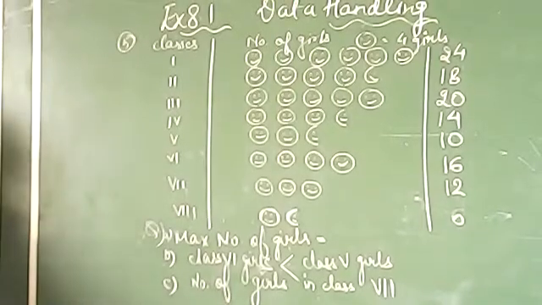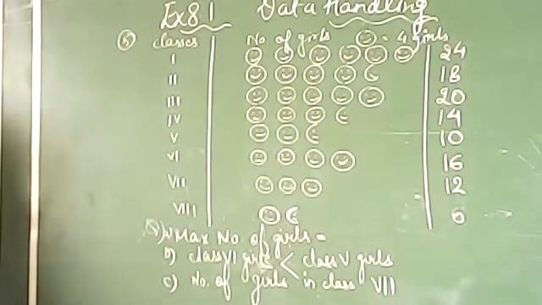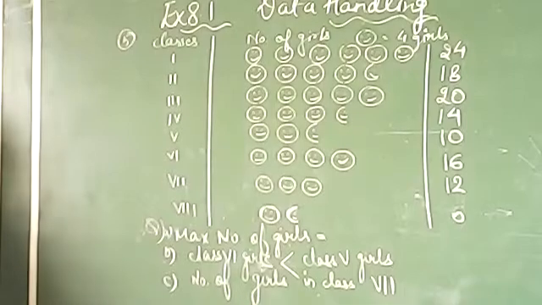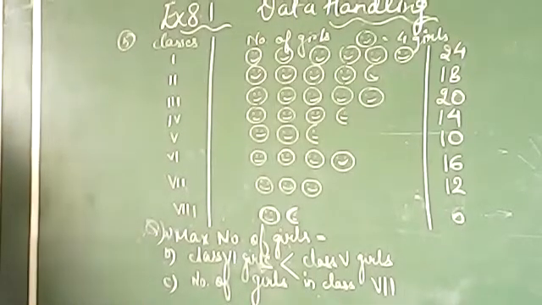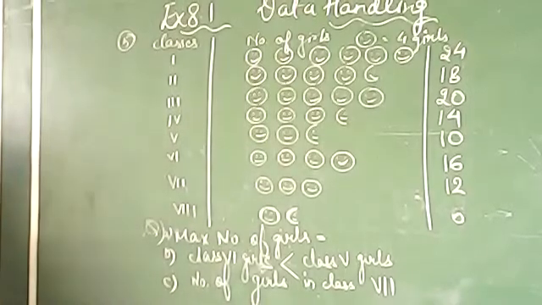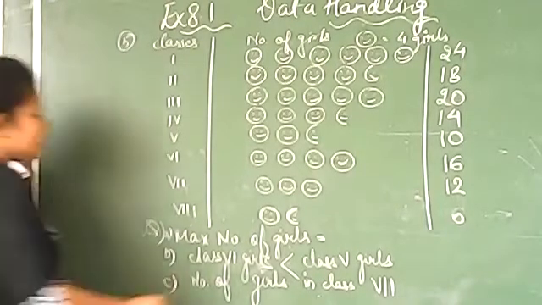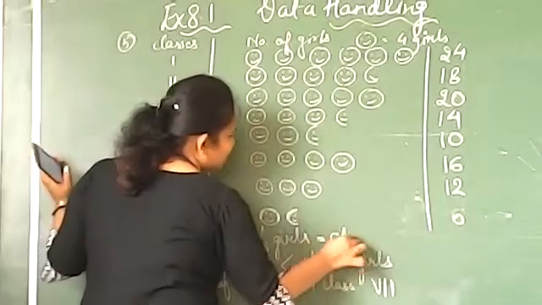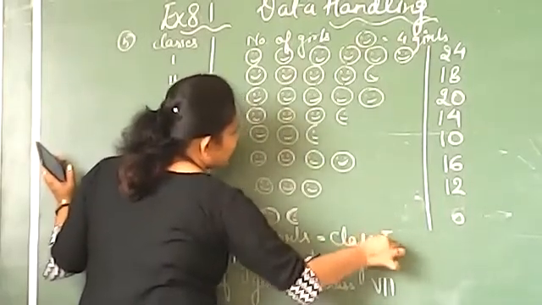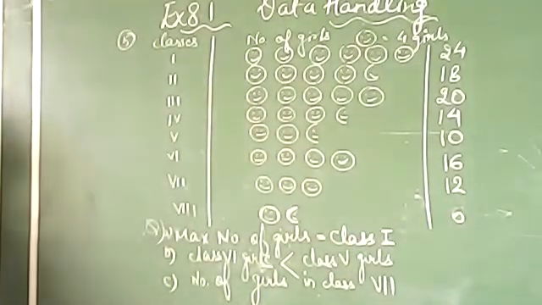Now what are the questions which are asked? It is asking for the maximum number of girls. It means you have to tell which class has the maximum number of girls. So if you observe the figure properly, you will find class 1 has 24 girls. Means maximum number of girls are there in class 6, so your answer should be class 1, sorry. So maximum number of girls would be in class 1.